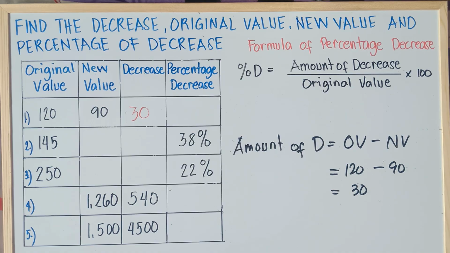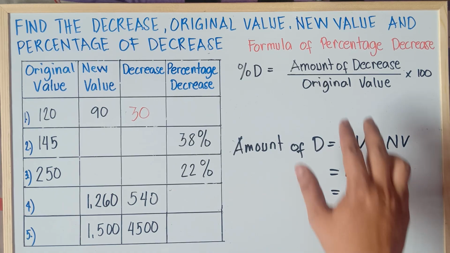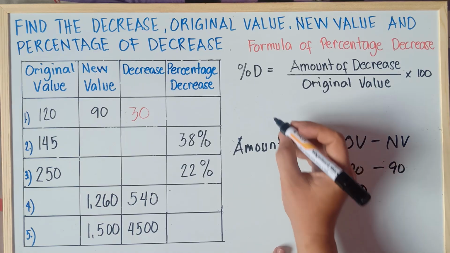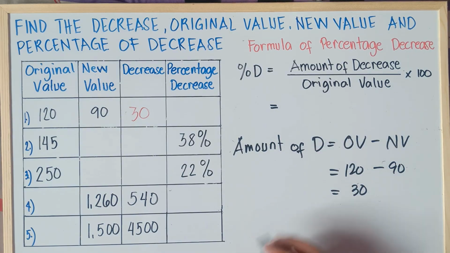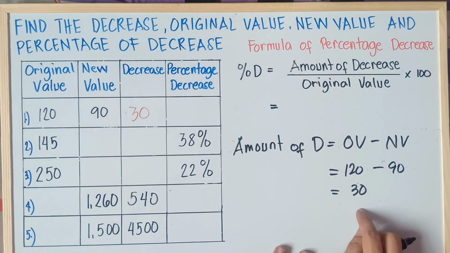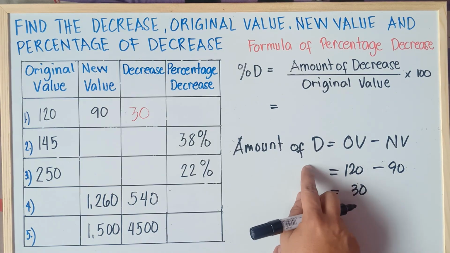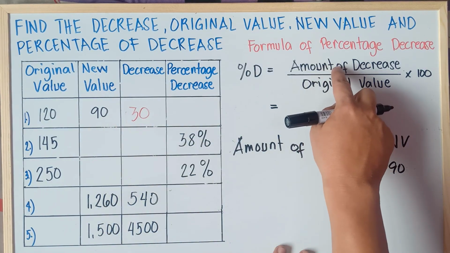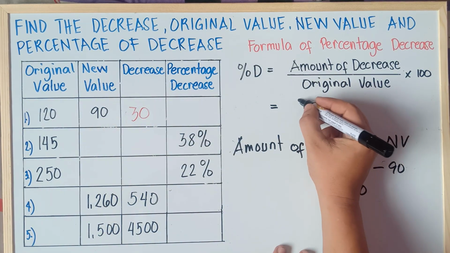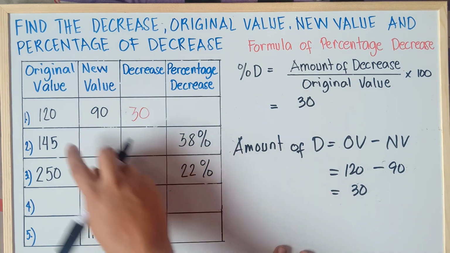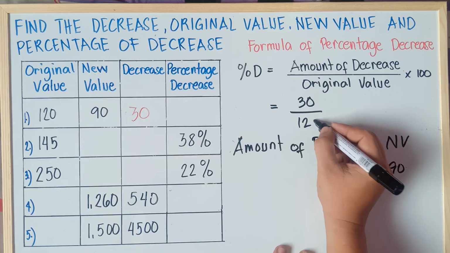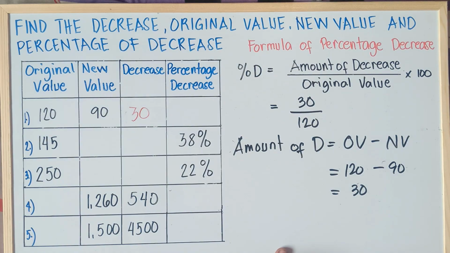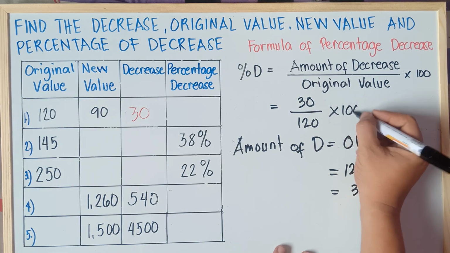And to find the percentage of decrease, we can just simply use this formula. Percentage of decrease equals the amount of decrease, that would be 30. Once again, class, the amount of decrease, original value minus new value, is 30. So therefore, the amount of decrease, that is 30, divided by the original value, that's 120. 30 divided by 120 times 100.